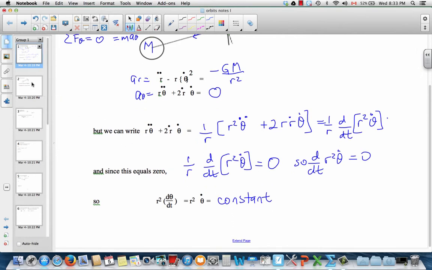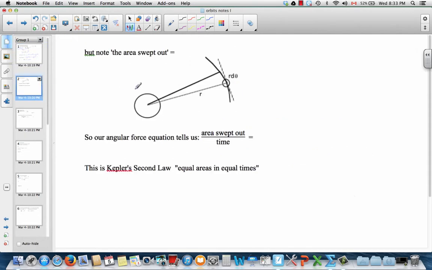Now, what is r squared theta dot? Well, if we look at the orbit, then we'll see that over time, as the little mass moves, it sweeps out an area. And this is a small amount of time, so this is a little angle d theta. And then by the arc length formula, the arc length here would be r d theta. That's the length of the arc. So it's almost triangular, though. And so we can find the area of this wedge just using a half times base times height.